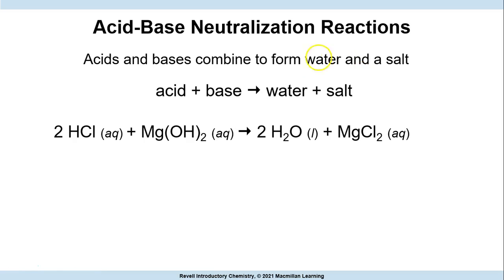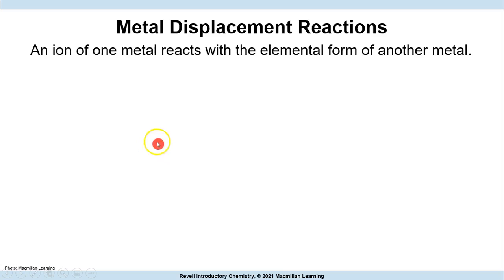Now, let's look at the acid-base neutralization reactions. We saw that acids and bases combine to form a salt and water. Now we have hydrochloric acid reacting with magnesium hydroxide. This is going to form water plus magnesium chloride. The driving force for this reaction is the formation of liquid water. And this is a kind of reaction that we call a double displacement reaction.